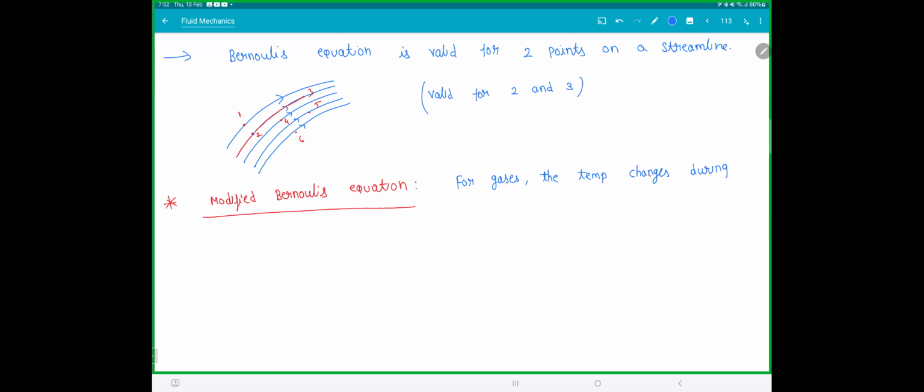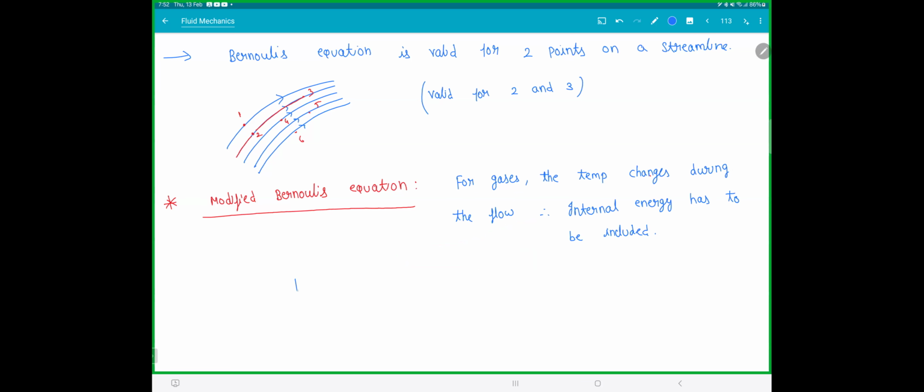So we have to include the internal energy of the gas, because at the end of the day it's the law of conservation of energy. So we have to include the internal energy. We'll not do the derivation. Internal energy has to be included. In case of liquids, temperature remains constant, so we can ignore it.